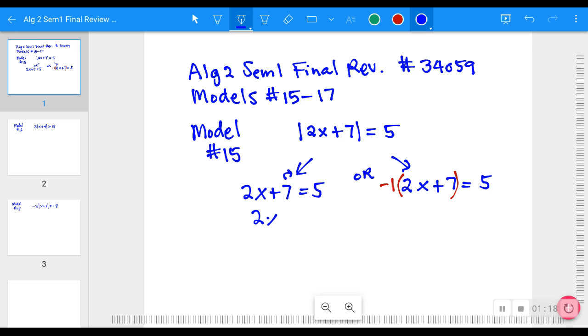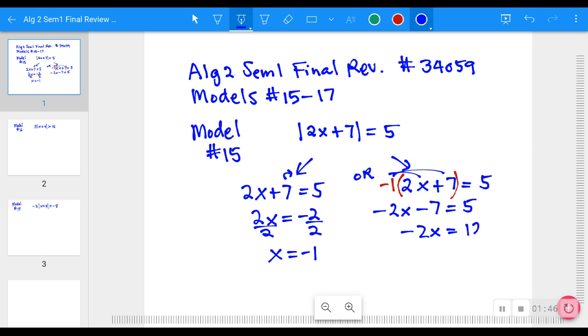You subtract 7 from both sides. When you subtract 7 from 5, you get -2. And then dividing by 2 here, you get x equals -1. All right, on the other one, what we're going to get here is when you distribute, -2x minus 7 equals 5. Adding 7 to both sides gets us to 12, and then dividing by -2 gives an answer of -6.